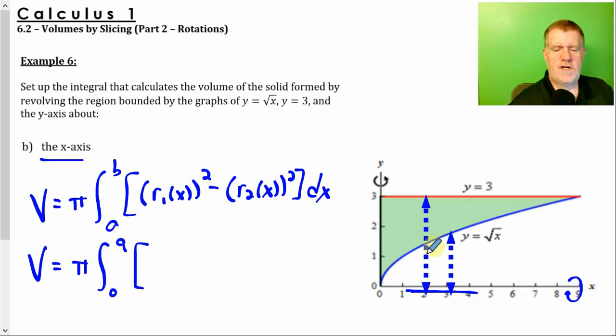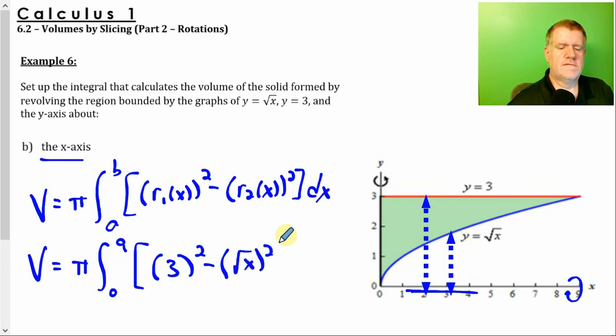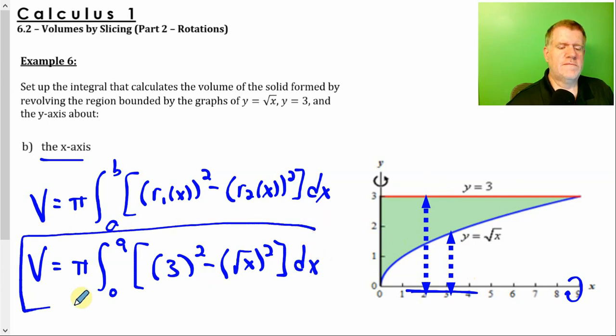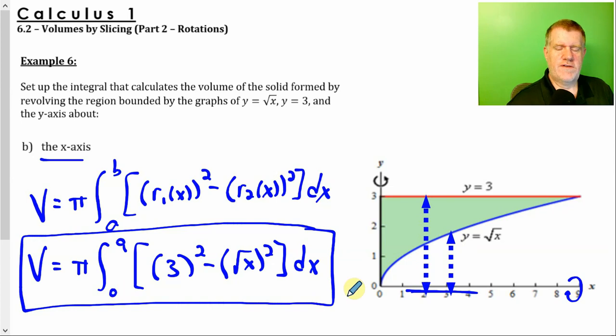My first radius is this. Well, that's a pretty easy one. That distance from there to there is just that equation of 3. My inner distance from here to here is this equation, so this distance is the square root of x. And that is my integral. That's my square root of x, that's my 3.